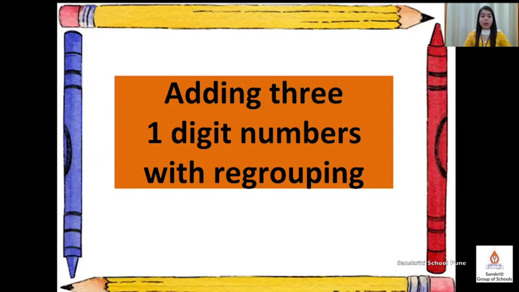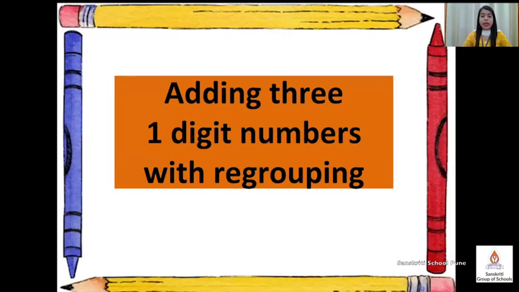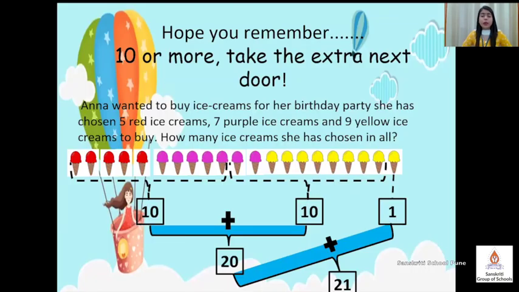So our today's topic is adding three one-digit numbers with regrouping. We are going to see that if we have three numbers of single digit and their answer is more than 9, what are we going to do in that case? If you remember, in activity 11 we did "10 or more, take the extra next door." Do you remember that concept?